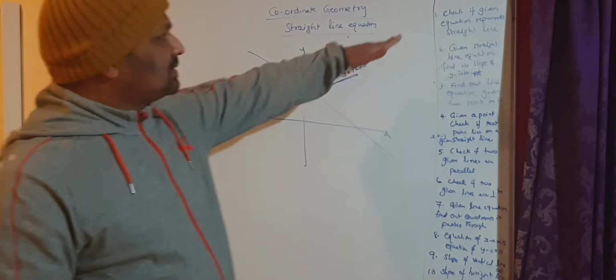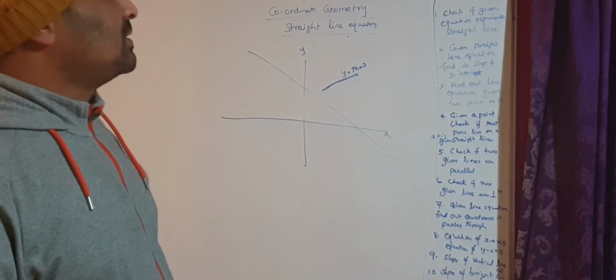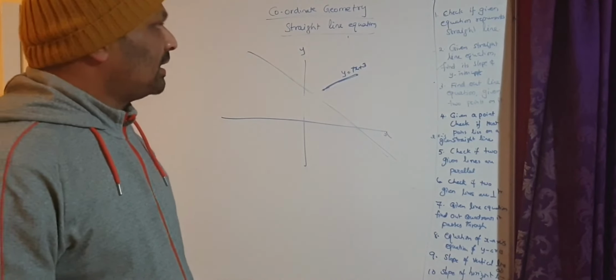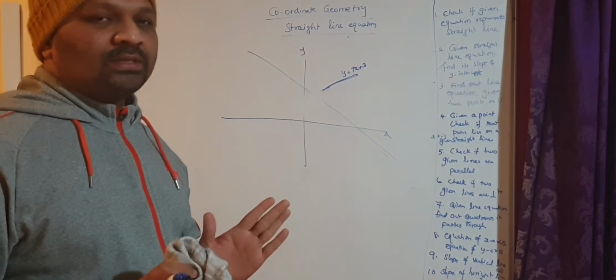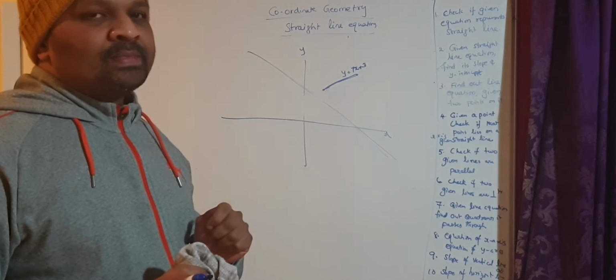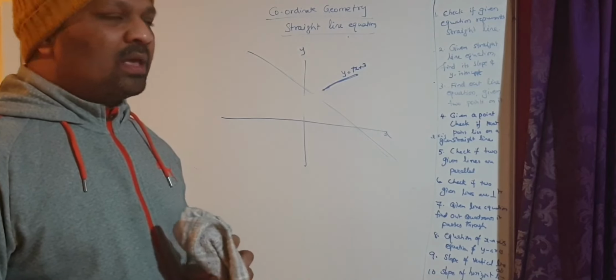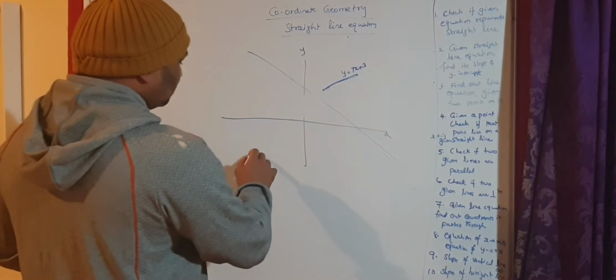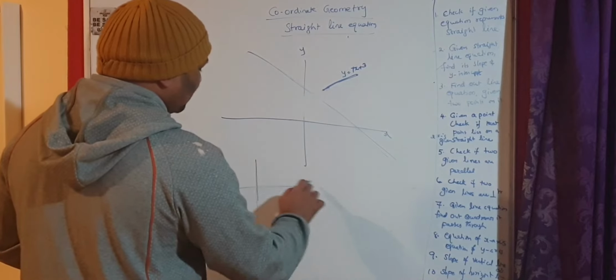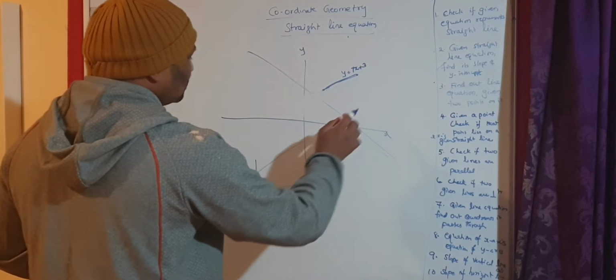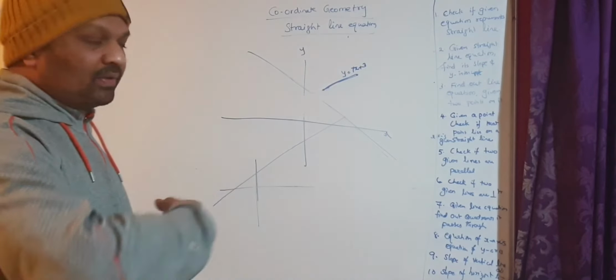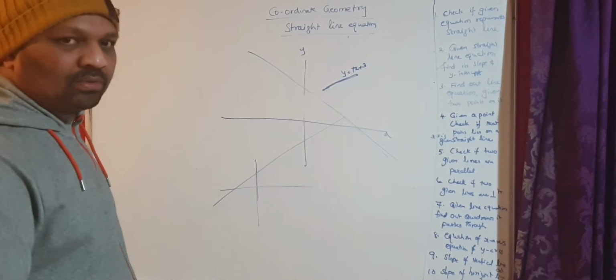These are the various things that we learn. Check if a given equation represents a straight line or not. When an equation is given, you are asked to find out whether it represents a straight line or not. A straight line does not have any curves, and it extends infinitely on both sides.